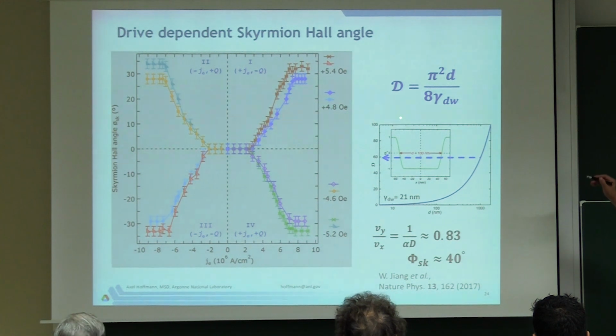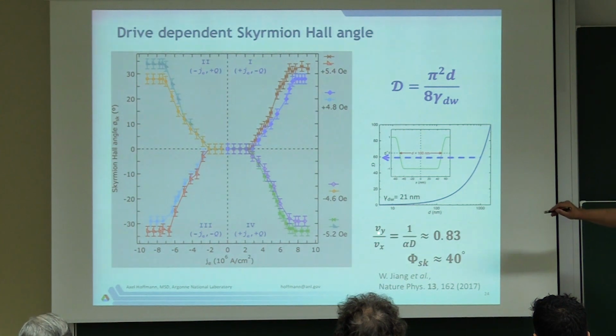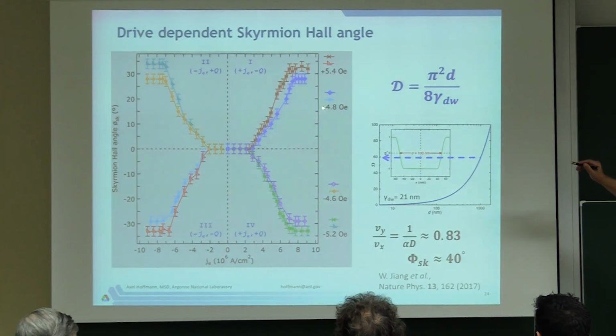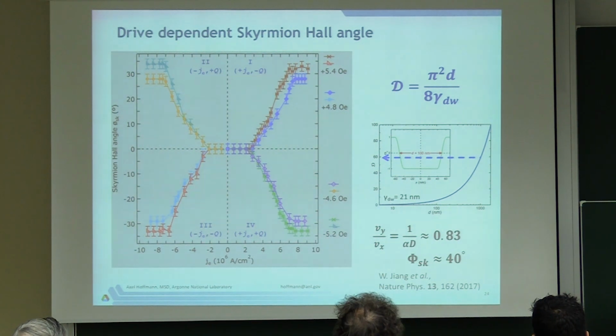But what is nice is if you look at this, as I said, this depends on the diameter. If you increase the diameter, this number becomes smaller, so this ratio should become bigger. Indeed, what we can do is we can increase the field from 4.8 to 5.4 Oersted, at which the skyrmion size shrinks a little bit. We go from 800 to 600 nanometers. And so as we make them smaller, this angle actually becomes bigger in accordance with what you have there. So, it kind of works.